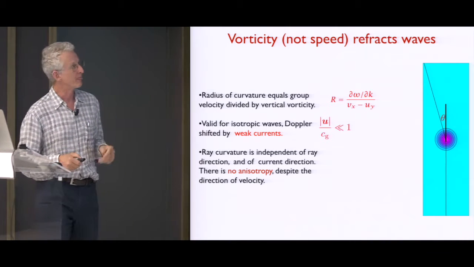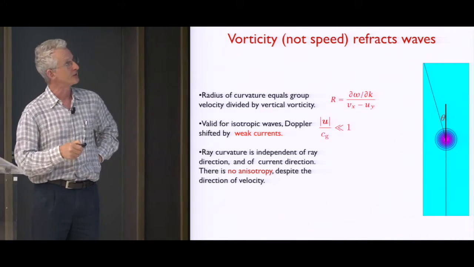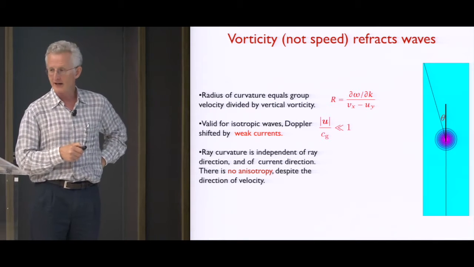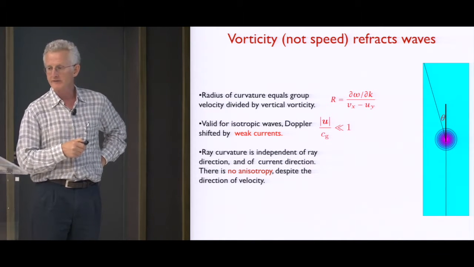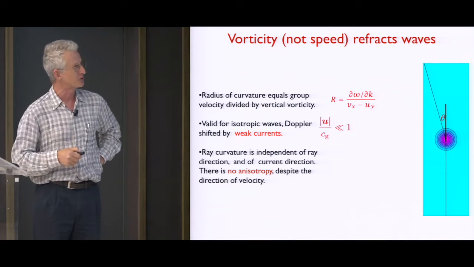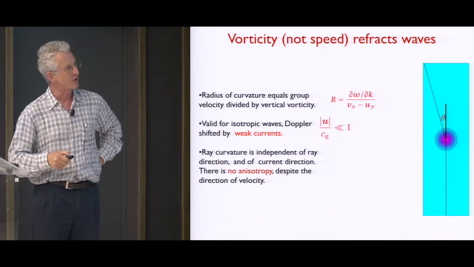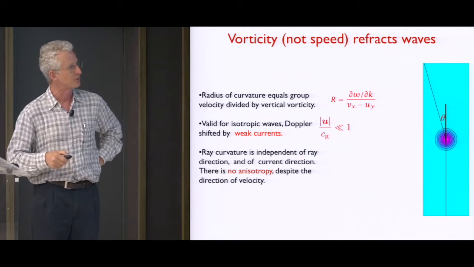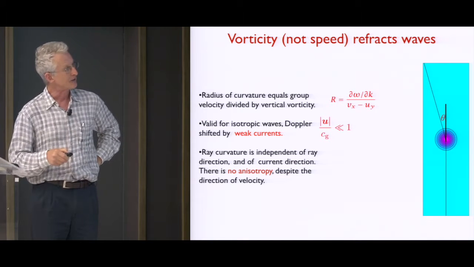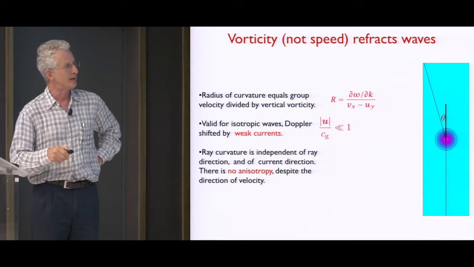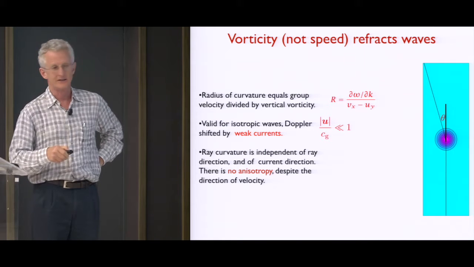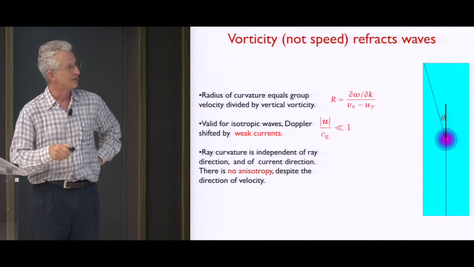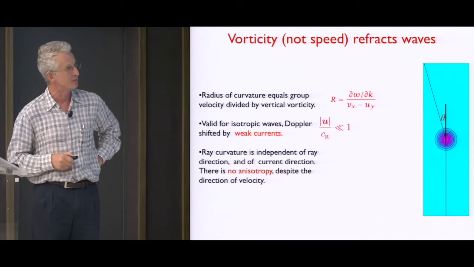It turns out, this is the result from Landau and Lifshitz, that in the weak current limit, and provided that we have waves with an isotropic dispersion relation, that means that omega depends only on the magnitude of the wave number, the square root of p squared plus q squared, the radius of curvature of the ray is equal to the magnitude of the group velocity, d omega/dk, divided by the vorticity. It's easy to remember because of the dimensions. This is the radius of curvature, so it has dimensions of length.